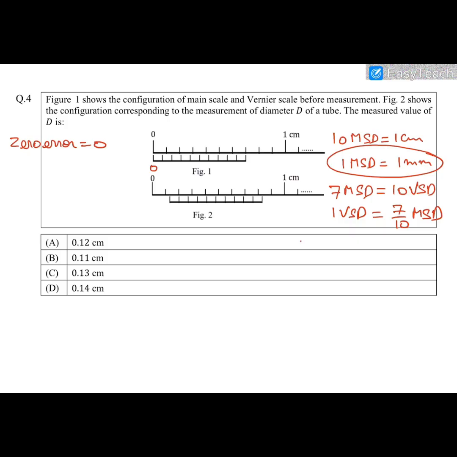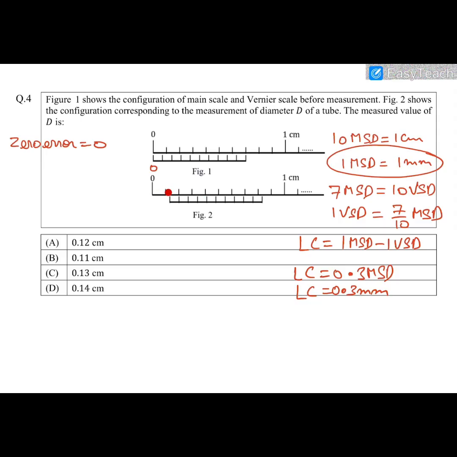Okay, and least count will be equal to 1 MSD minus 1 VSD. So least count will be equal to 1 MSD minus 1 VSD, which is 0.3 MSD, and 1 MSD is 1 mm, so least count will be equal to 0.3 mm.